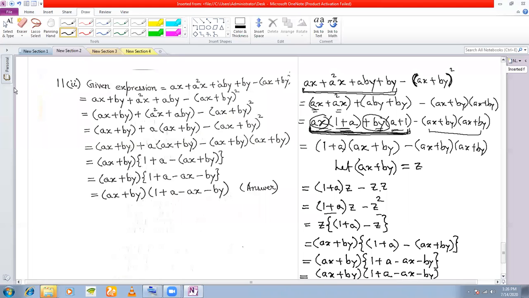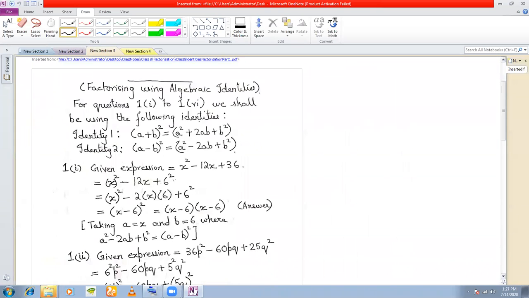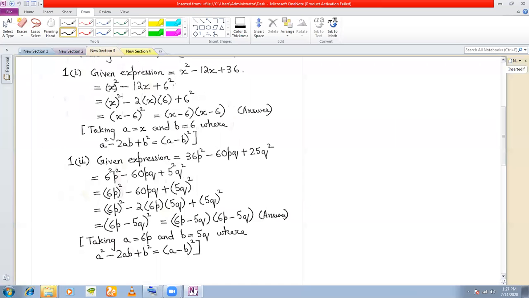So we have finished grouping. Whatever problems I've done, any other problem from your textbook, you can ask. Okay. Let me just introduce algebraic identities, factorization by algebraic identities to you. Just say 1 or 2 problems.